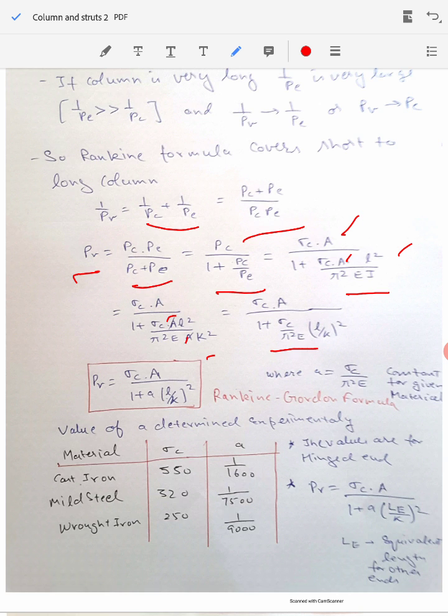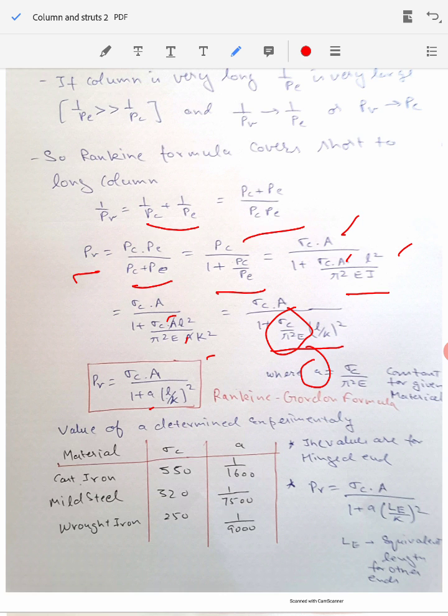So what remains here in the denominator will be 1 plus sigma C divided by pi square E into (L by K) whole square. This term sigma C divided by pi square E is constant for a given material, so we say that it is small a, the Rankine constant, and we substitute sigma C divided by pi square E as small a.